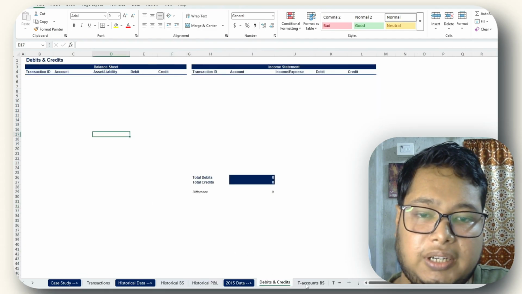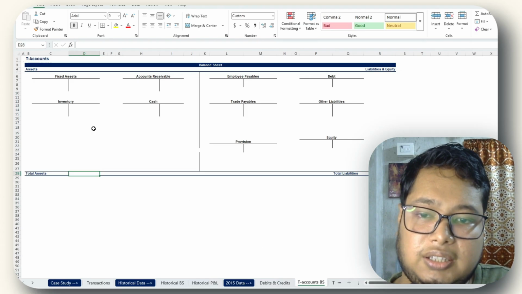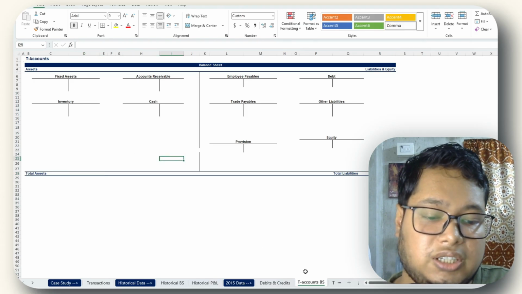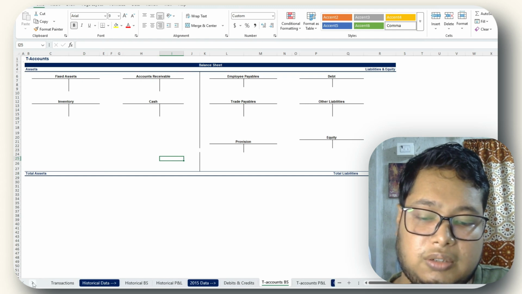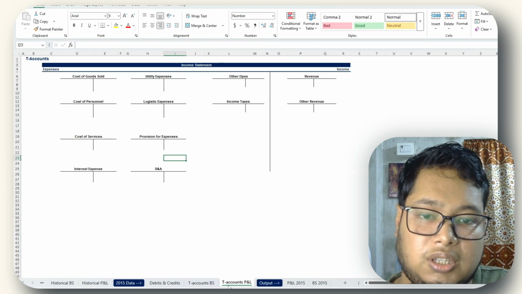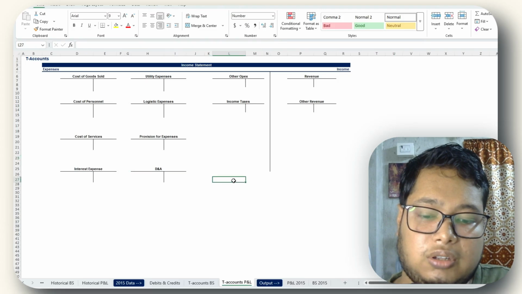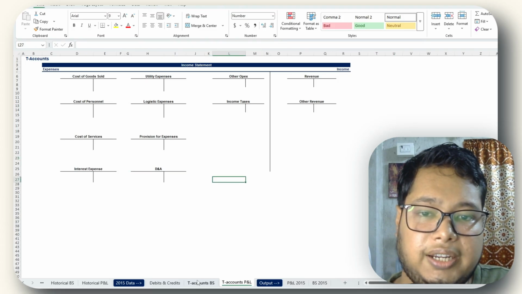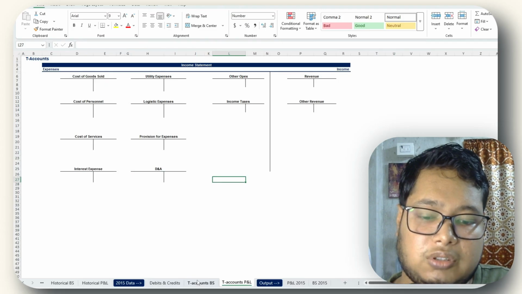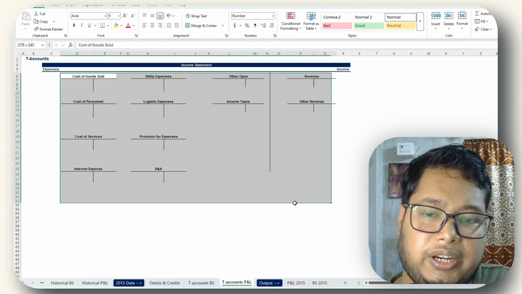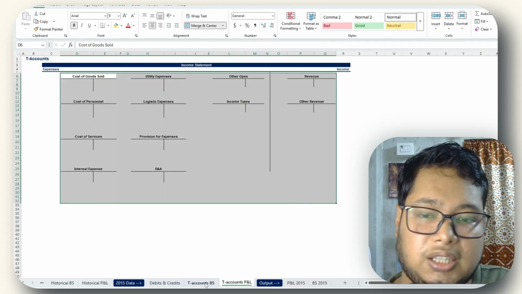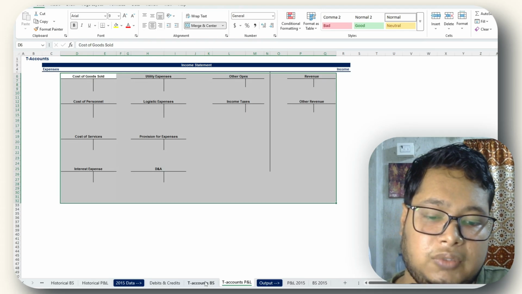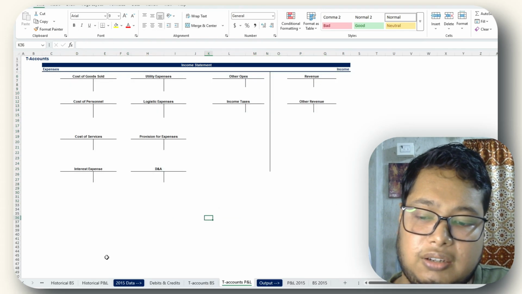After that we have to prepare T accounts, and in this case the T accounts have already been given. This is the balance sheet T account, and if we move a little ahead, these are the PNL T accounts. That means we cannot create any account ourselves. Whatever accounts we have been given, we will utilize only these. We will not create any additional account from our end.